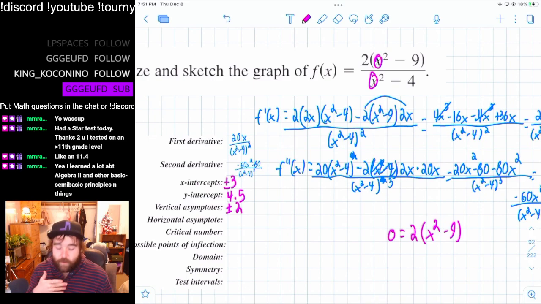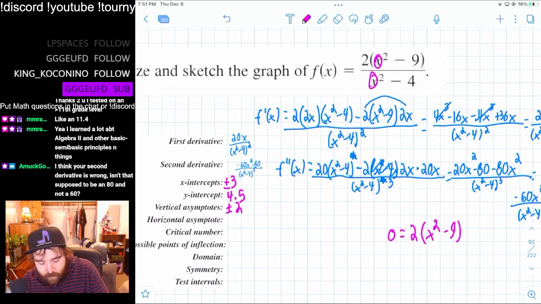Horizontal asymptotes, that's your end behavior. So that's what you're thinking about when you make x equal to positive infinity or negative infinity. And look at how here, the powers on the x are the same. So then they're just going to cancel, and you're just going to be left with 2. So your horizontal asymptote is at 2.